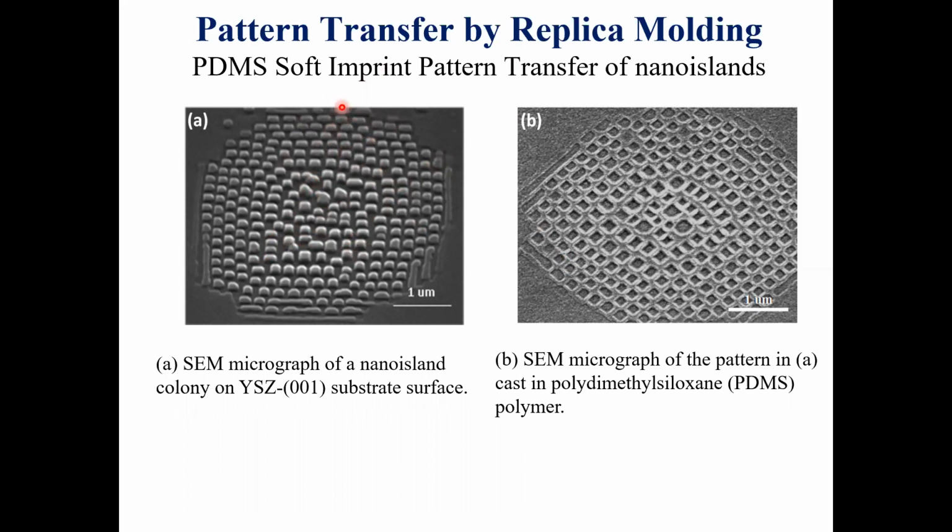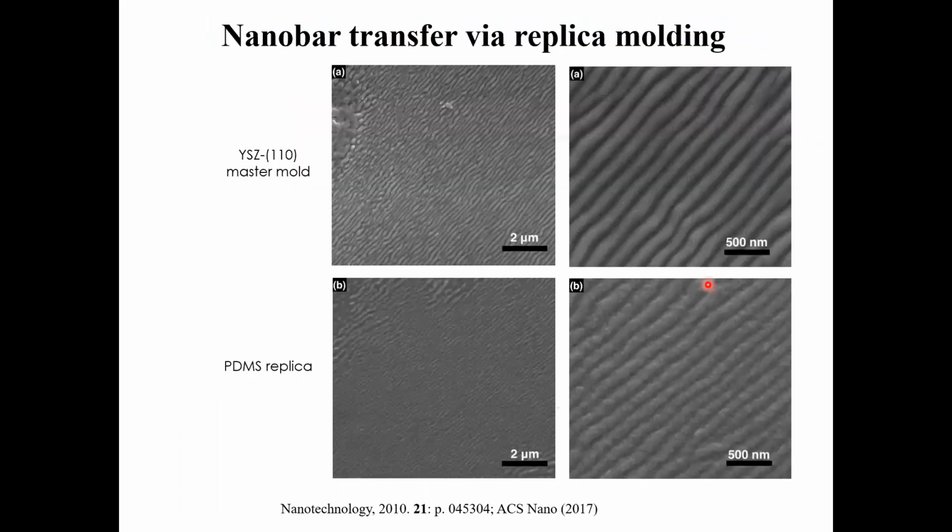We also talked about this in our lecture: if these materials are not interesting, then we can use this as a mold and transfer these nano features onto a soft material like PDMS, simply by replica molding, where you cast your polymer on top of this, cure the polymer, and then peel it off, and you can see that the patterns were very well transferred onto this polymer.